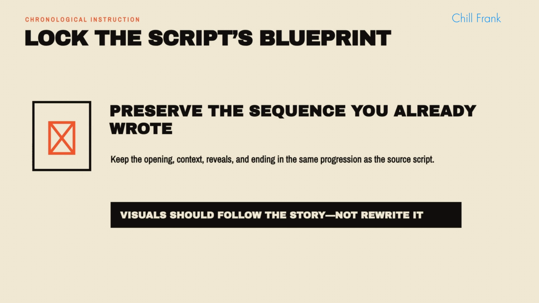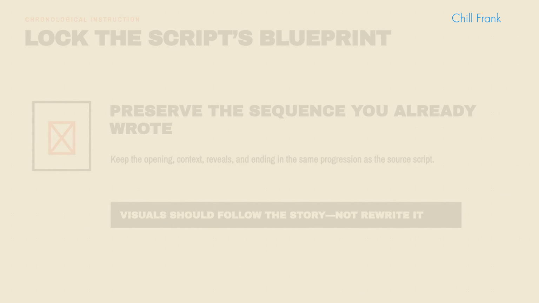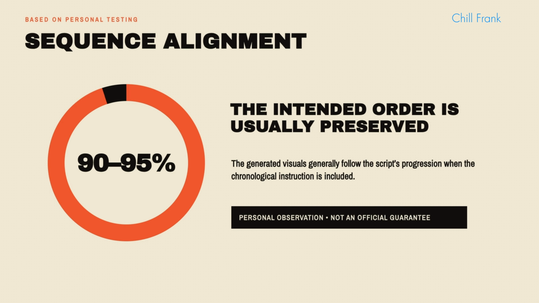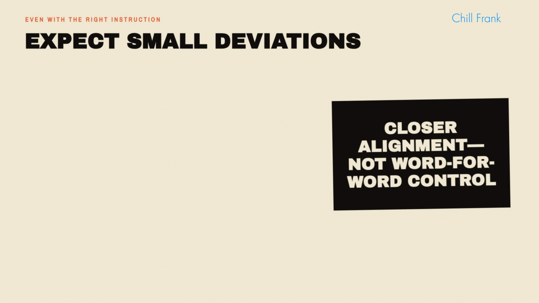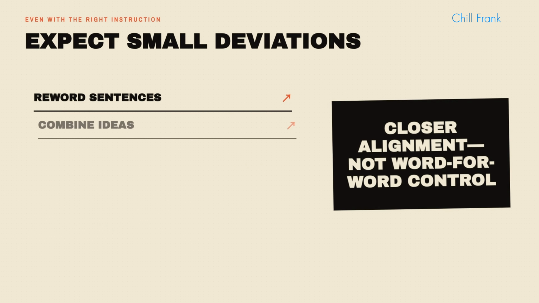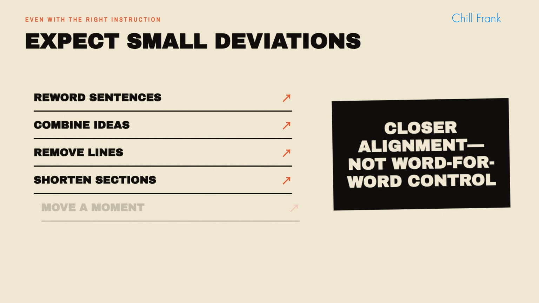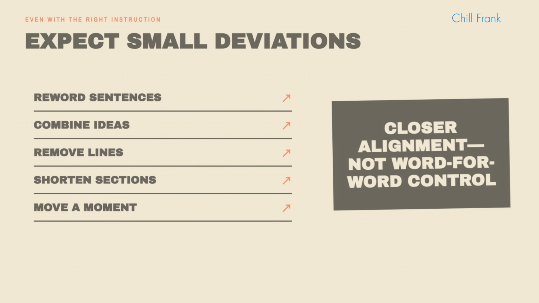Based on my own testing, NotebookLM follows the intended sequence roughly 90 to 95% of the time. That is my personal observation, not an official accuracy guarantee. It may still reword sentences, combine related ideas, remove certain lines, shorten sections, or occasionally move something out of position. But even when it is not perfect, the generated visuals usually track the original script much more closely than they would without the chronological instruction. And that is what makes this workflow so useful.